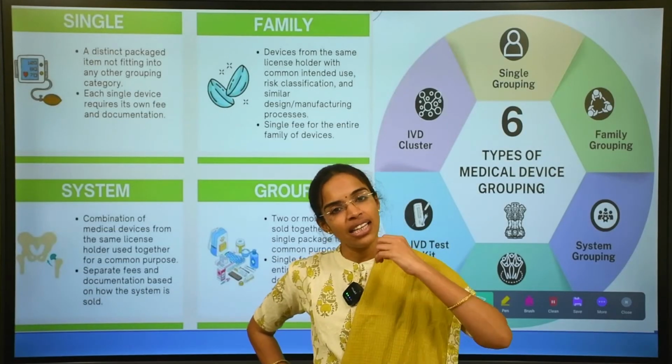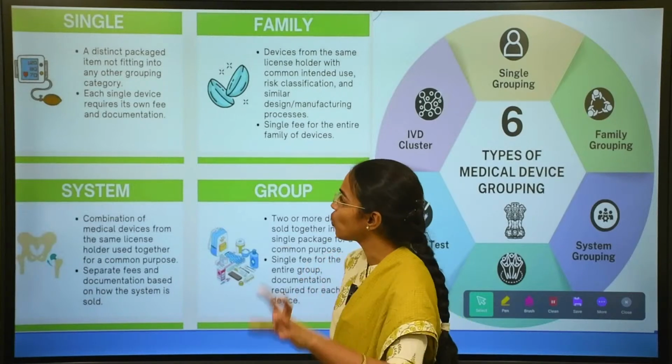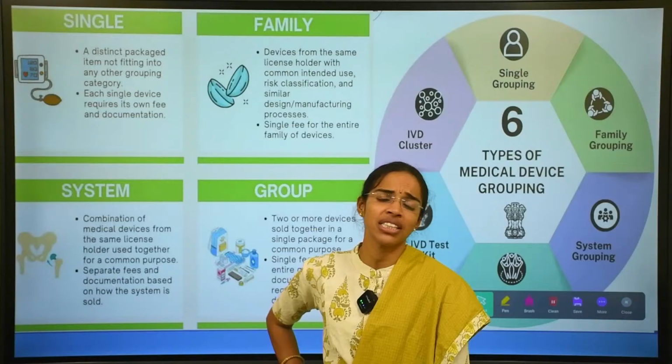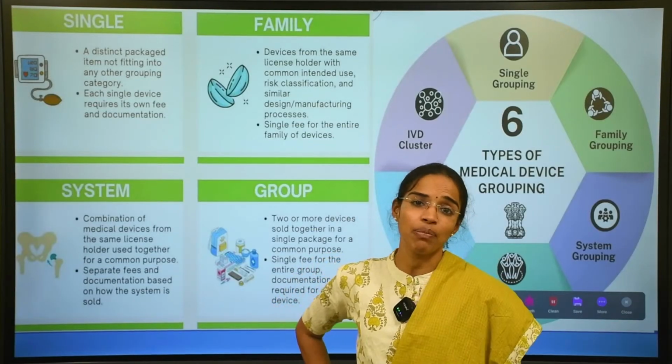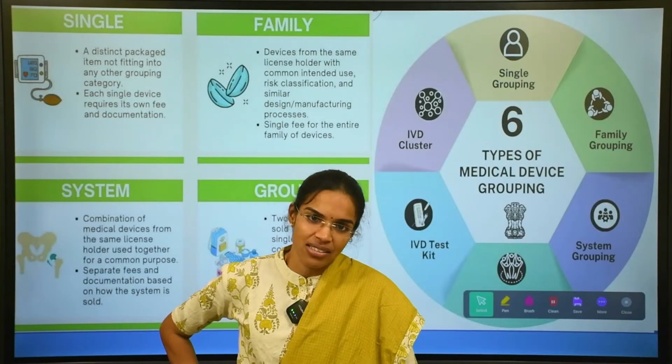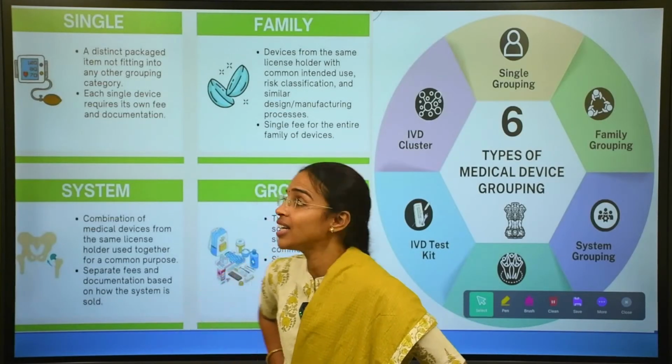Each of them requires its own documentation. It does not fall into any particular category, so it is considered a single medical device.